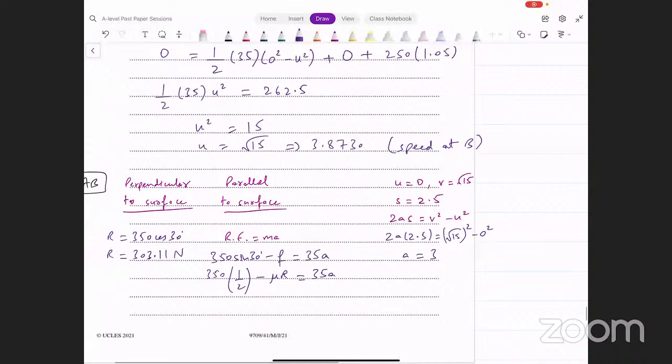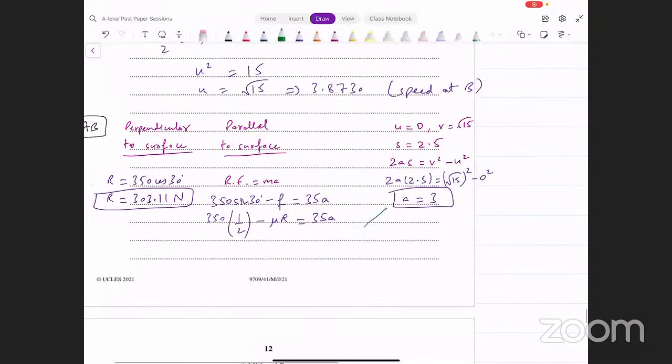So I have the value of r, I've got the value of a. ये दोनों जाके यहाँ पे input कर देते हैं और यहाँ से हमारे पास म्यू आ जाएगा 350/2. ये क्या होता है? This is going to be 175 minus mu into 303.11. That equals 35 into 3, and that's going to give you the value of mu. इसको solve कर लें, you'll get the value of mu from this.